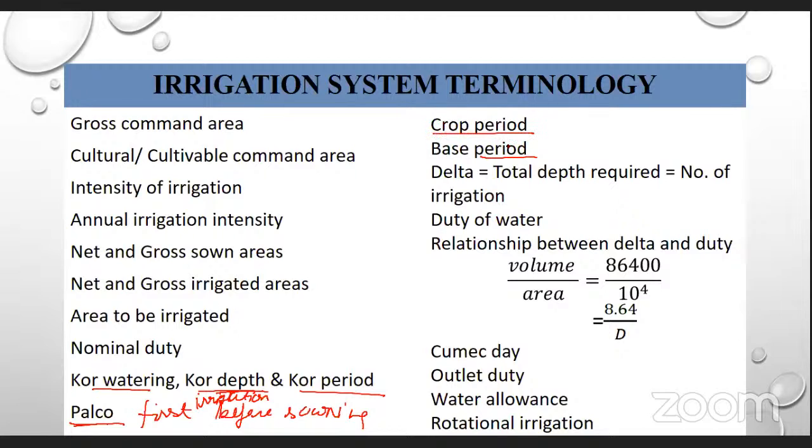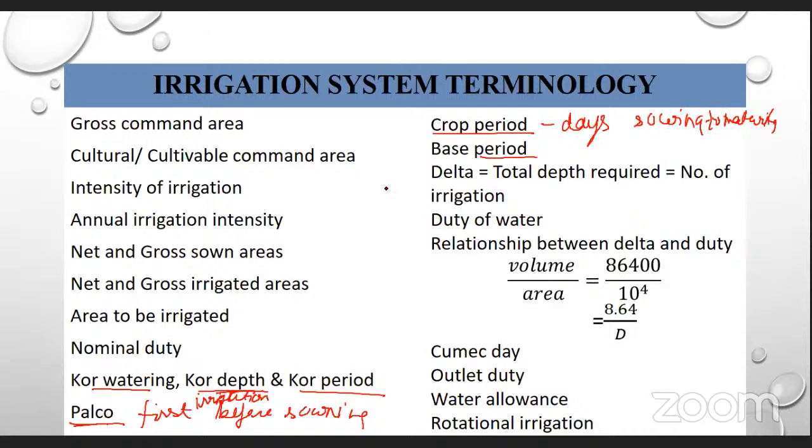Then we are having crop period. This crop period means the duration in days, from sowing of the seed of that crop, or the planting, to the maturity, okay. So this crop period is from sowing to maturity only. This is very important. But the base period usually refers to the entire duration of the crop.